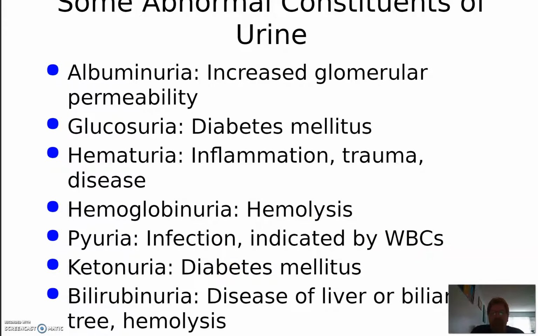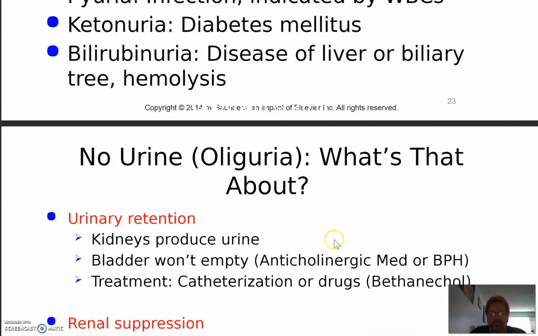Ketonuria, diabetes mellitus. Very quickly, guys, diabetics have trouble metabolizing carbohydrate because of the insulin issue. So they break down fats and proteins for energy, and the breakdown of fats produces ketone bodies. Bilirubinuria, too much bilirubin in the urine; there shouldn't be any. Disease of the liver or biliary tree, hemolysis.